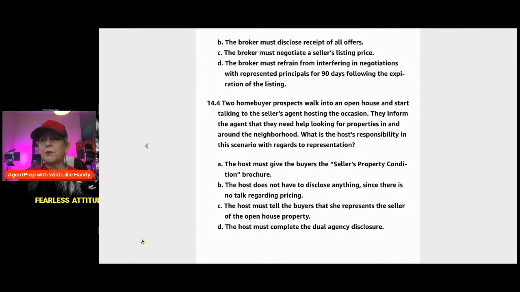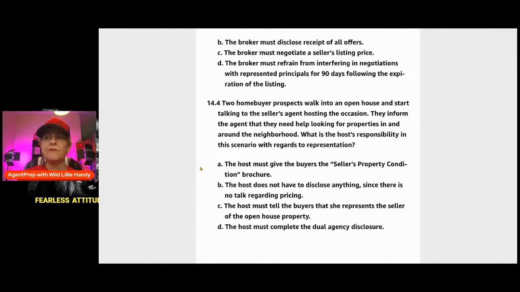Two home buyer prospects walk into an open house and start talking to the seller's agent hosting the occasion. So the agent representing the seller is hosting the open house. They inform the agent that they need help looking for properties in and around the neighborhood. What is the host's responsibility in this scenario with regards to representation? Right? That host represents the seller.